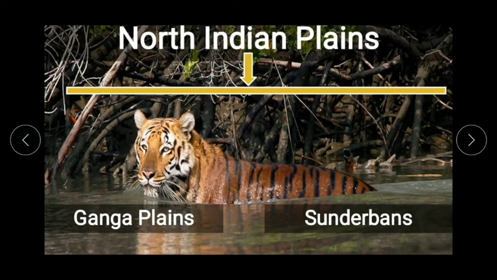The North Indian plains are divided into two parts: Ganga plains and Sundarbans. The part lying to the east of the Aravallis is the basin of the river Ganga, and that is why it is known as the Ganga Plains. It slopes eastwards. Most of West Bengal and Bangladesh together constitute the delta of the Ganga Brahmaputra system, which is known as Sundarbans. It is considered to be the world's largest delta.